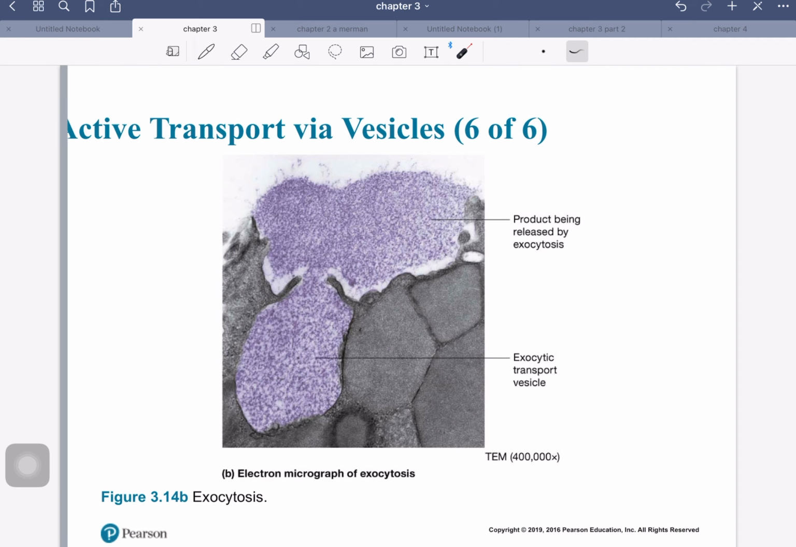Here's just a picture. This is an electron micrograph. You can actually see this is a cell undergoing exocytosis. You can see here's the vesicle, and it's fused with the cell membrane, and now it's open, and here's the material inside the vesicle, and you can see that material being discharged into the extracellular fluid. I think that's a great electron micrograph.